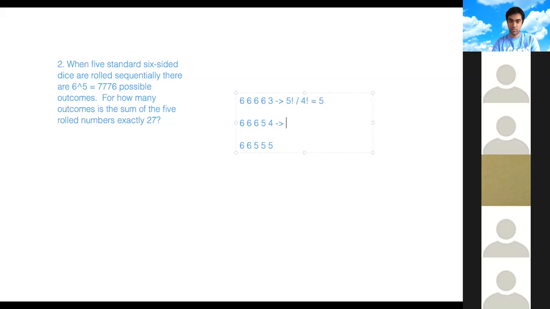For the next one, you would do 5 factorial over 3 factorial and get 20. And then for the last one, you do 5 factorial over 2 factorial times 3 factorial, and you would get 10. So when you add them all up, you get 35. Good. This should actually be 1. Yeah. Yep. Good.